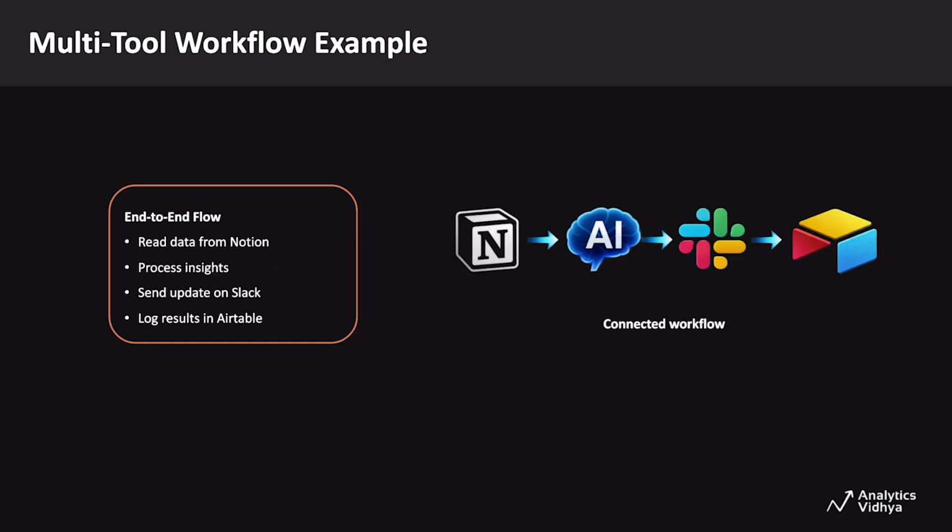Now, let's combine everything. We did a hands-on experiment on Notion, where Co-work reads the data from Notion and processes insights. You can also experiment with different connectors like Slack and Airtable, like we discussed in our previous slides. All of this happens from a single prompt. You can also do multiple iterations. So instead of switching between tools, you are orchestrating them together.